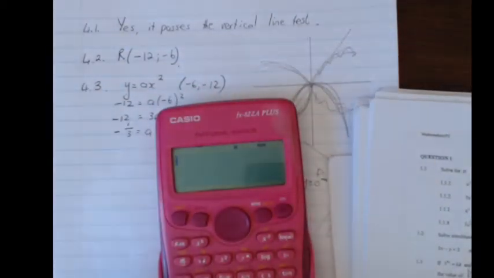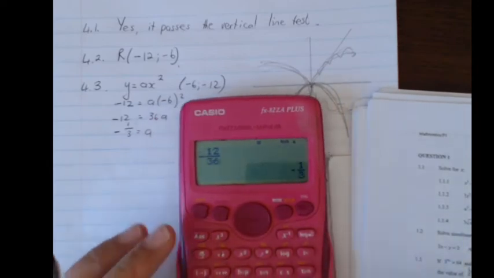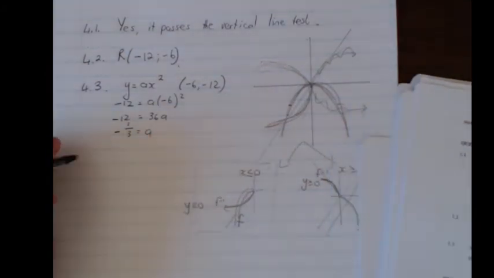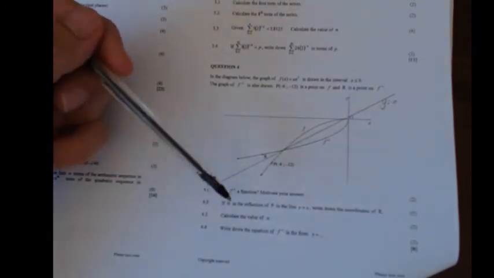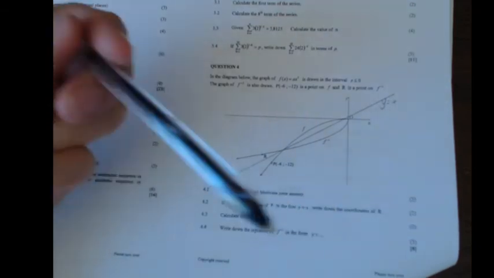I'm just going to double check that quickly. -12 over 36 is going to be negative a third. Alright, so a is negative a third. 4.4, last question for this video, is write down the equation of f inverse in the form y is equal to.